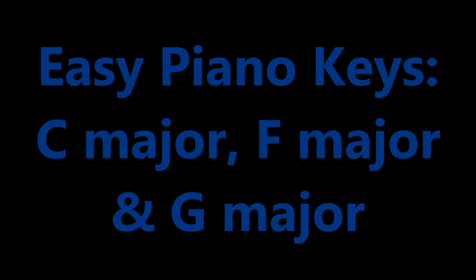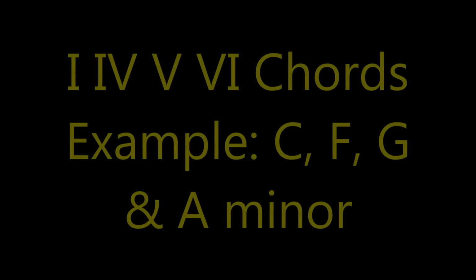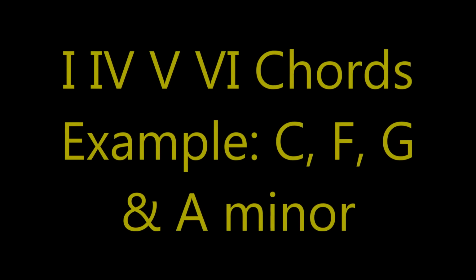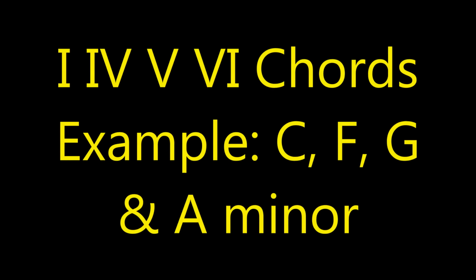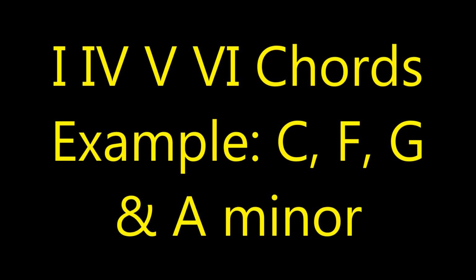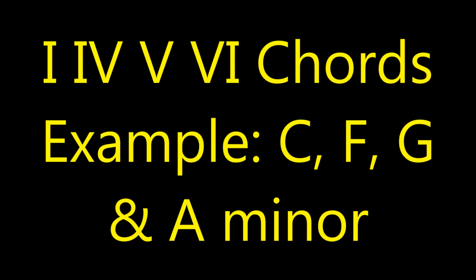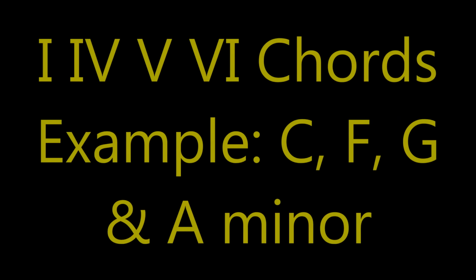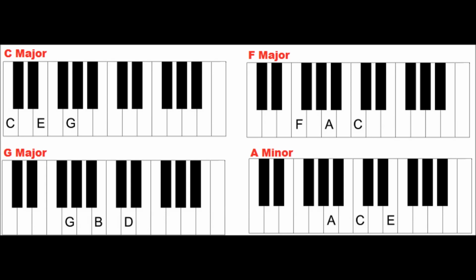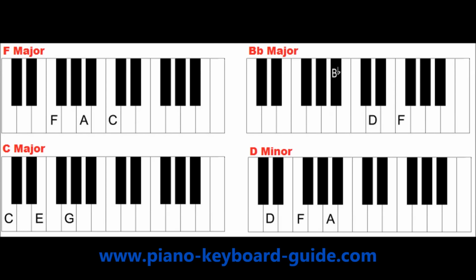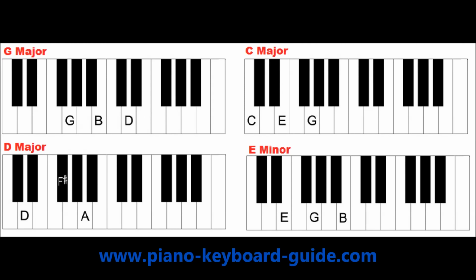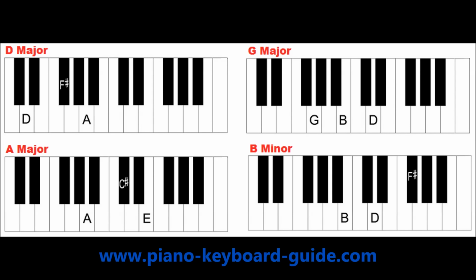For each of these 6 keys, we will learn 4 chords. These are what is called 1, 4, 5, and 6 chords. 3 of them are major chords, and the 5th chord is a minor chord. Now, since some of the chords are found in more than one key, you will actually be learning 14 chords. So only 14 chords to be concerned about. Let's go.